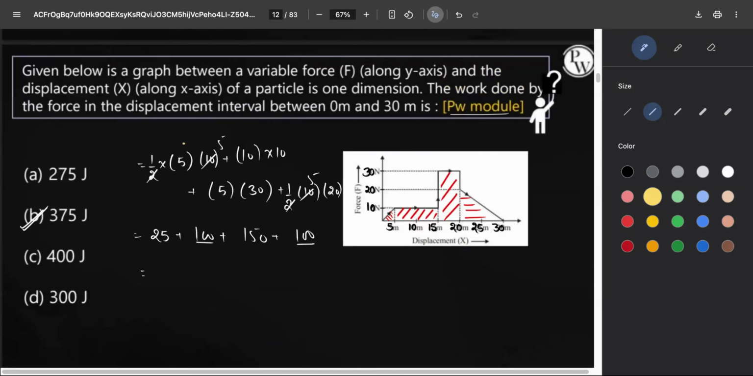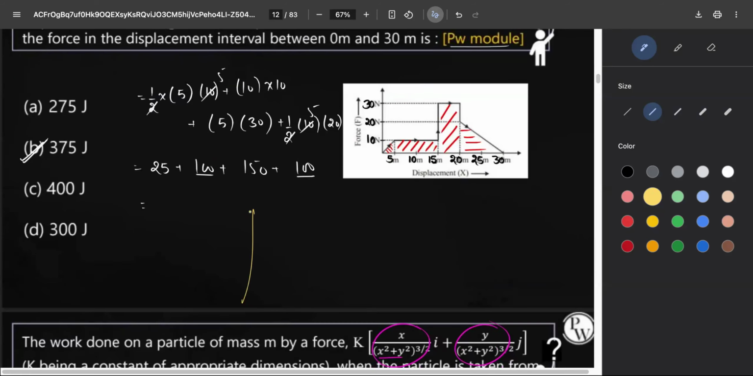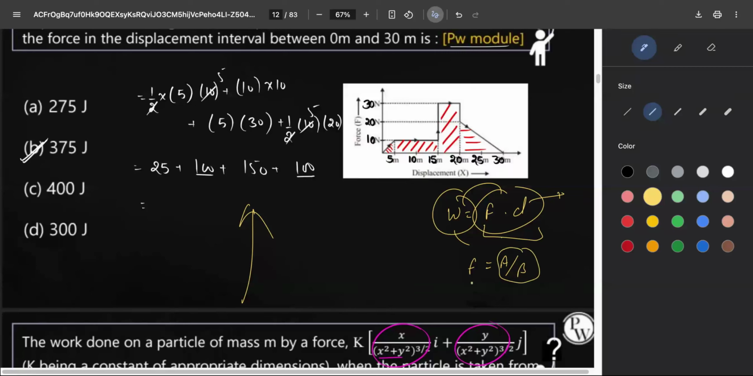Now we have come to another topic, that is the graphical approach, how to solve it. Basically, work is f dot dx. Whenever some formula is based on the multiplication of two things, then the area under the curve of those two things will give you the answer. If the formula is like a by b, if it depends upon the division of them, then you can get it by the slope of them. Understood? Yes, sir. Very simple.